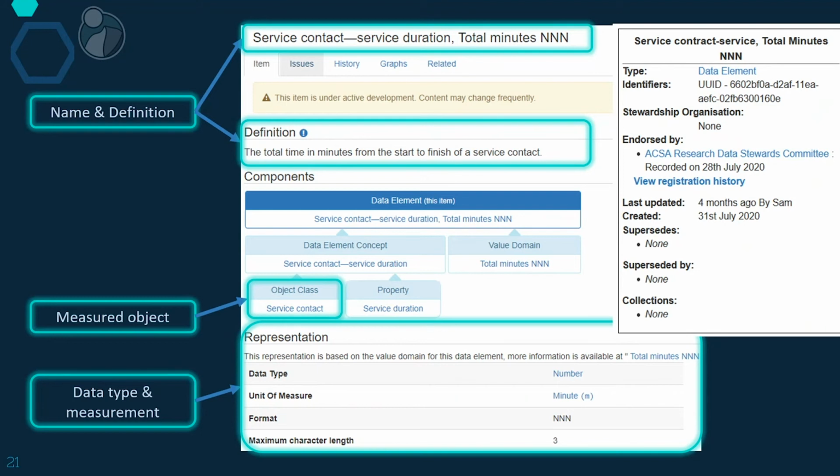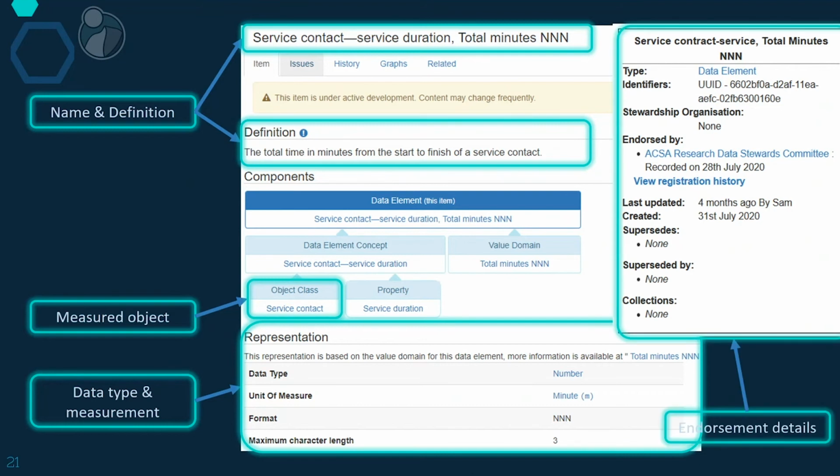I know what this was measured about. So we were interested in a service contact event, and we were measuring the total duration of that event in minutes, not hours, not seconds, not decades. I know that it should be treated as a number of minutes. And then we have the endorsement details. So this was endorsed by a particular group. This is one that we published through our own registry to demonstrate this example. I know who's responsible for it. I know if there's any newer or older definitions. I know who to go to talk about it, and I know how to identify it within my registry. So we're starting to see a lot of really common attributes across all of these websites that describe the information that needs to be collected.